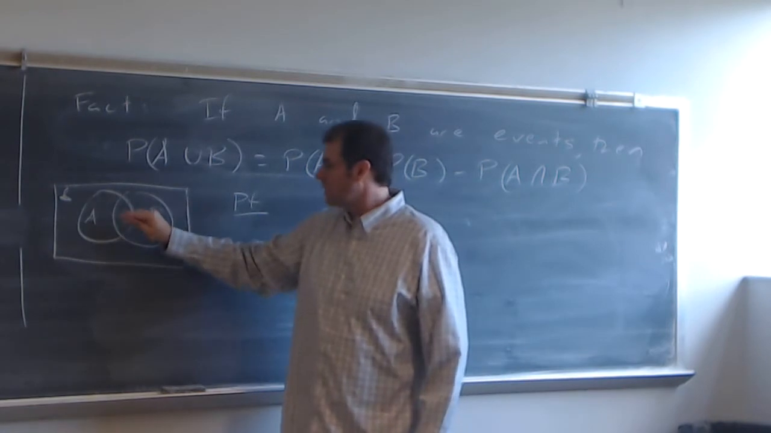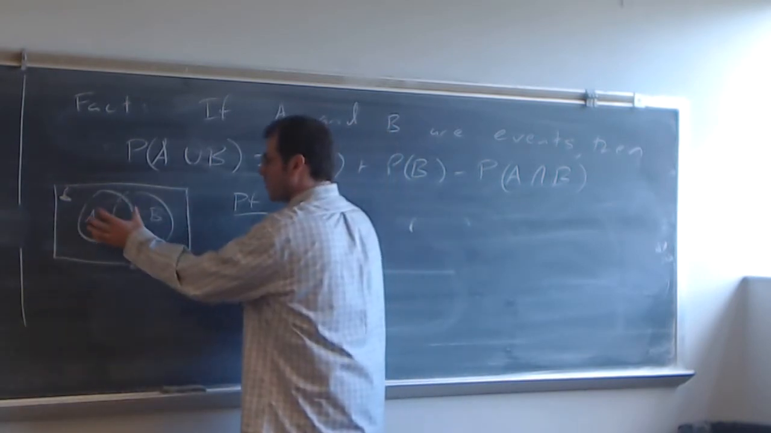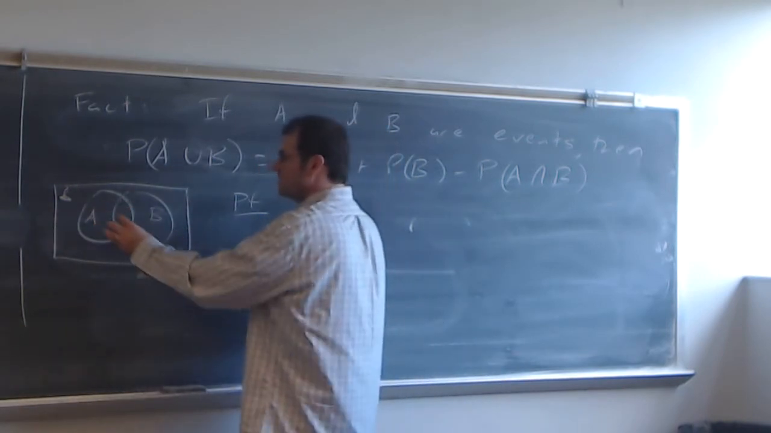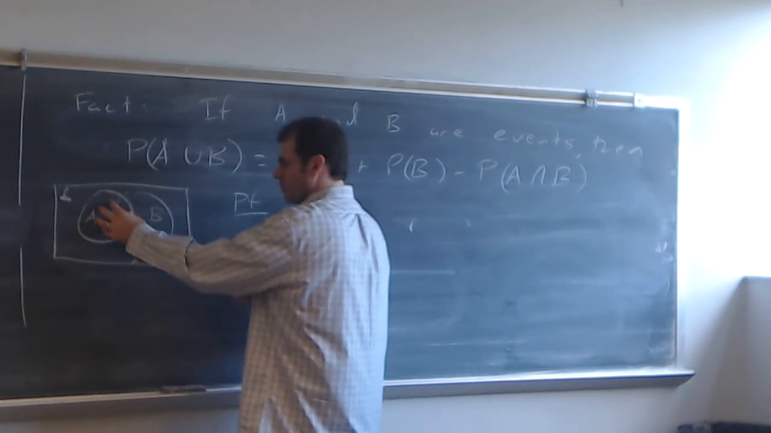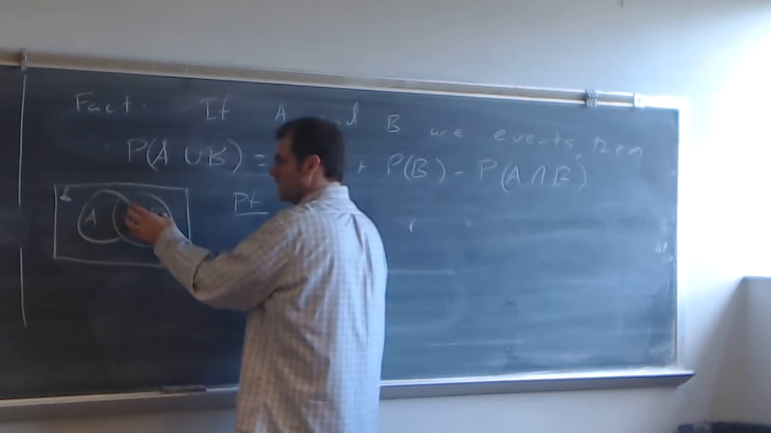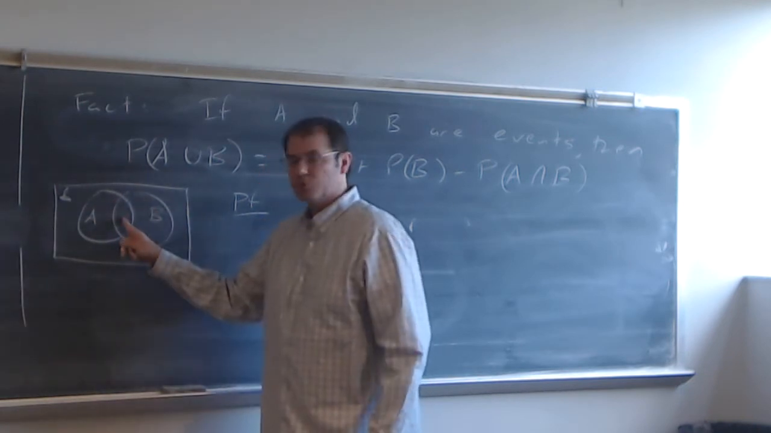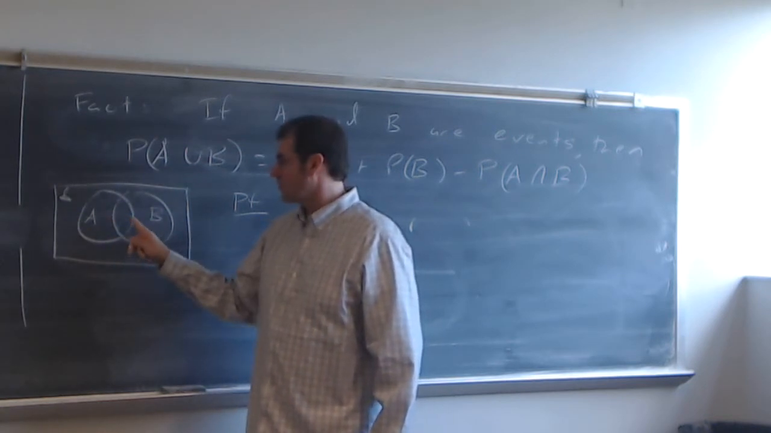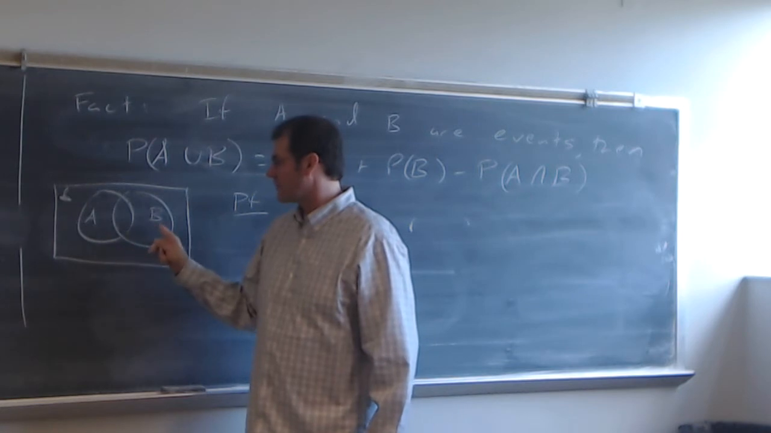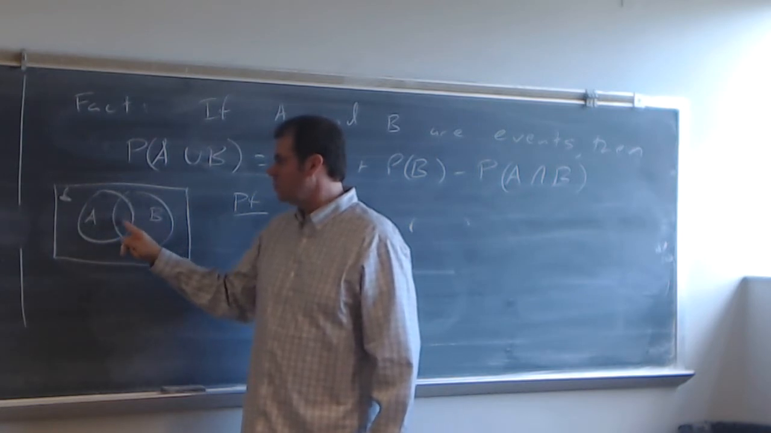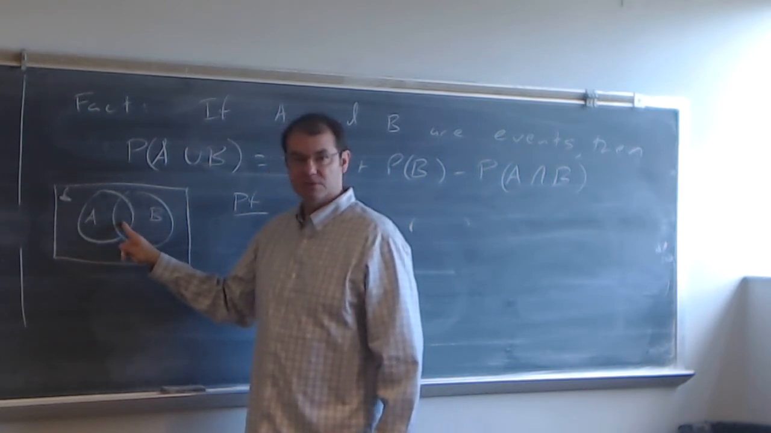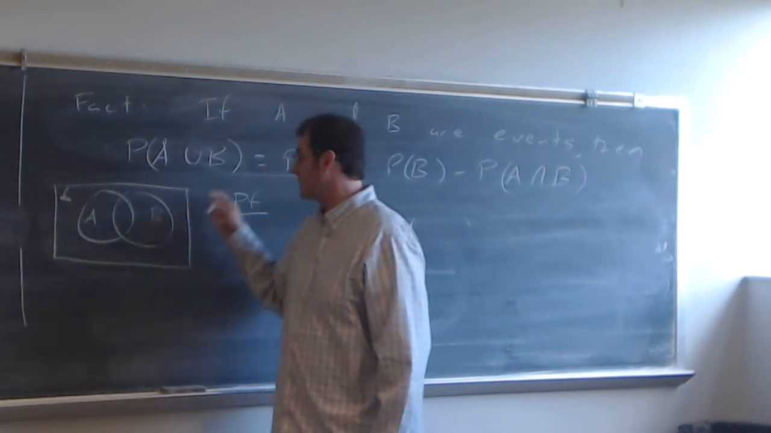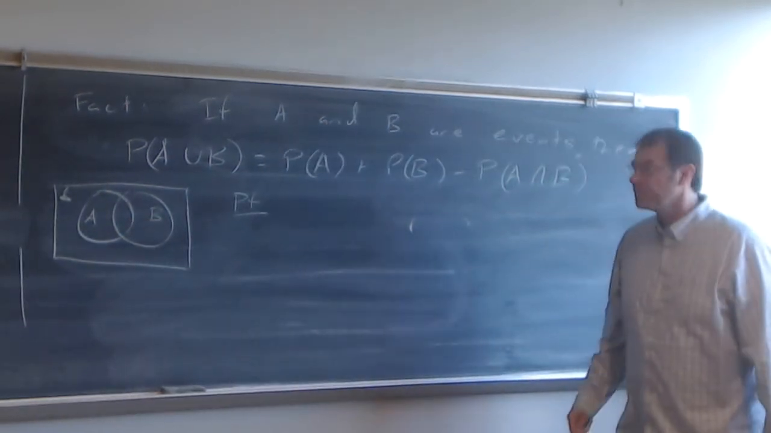The answer is the probability of A union B, the worth of A combined with B, is equal to the probability of A, the worth of A, plus the probability of B, the worth of B. But we counted this region twice. We paid for this twice when we just add the worth of A and the worth of B together. So we have to remove this region, its worth, its probability one time, and that's the probability of A intersect B. And that's why the formula is true.